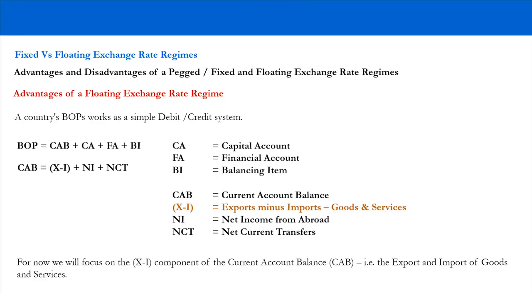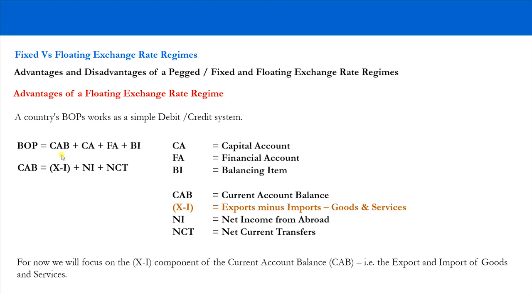So to really understand this, what we need to do is dig a little deeper into how a country's balance of payments works. And really it works as a simple debit and credit system. And this is how a country's balance of payments is made up. And we call it a balance of payments because, given what we just looked at, the payments are actually supposed to balance. And we're going to actually look at this in our systematic process in a lot more detail. But this is how the balance of payments of a modern economy is made up.